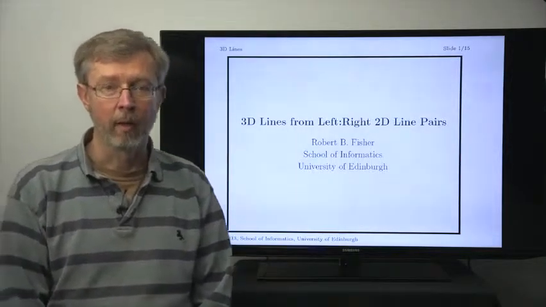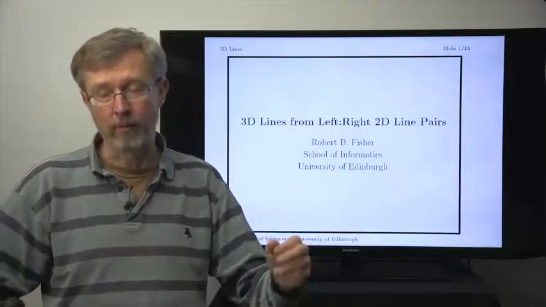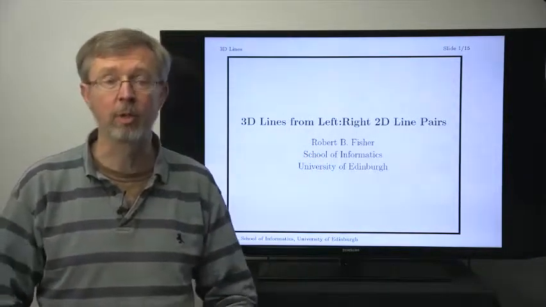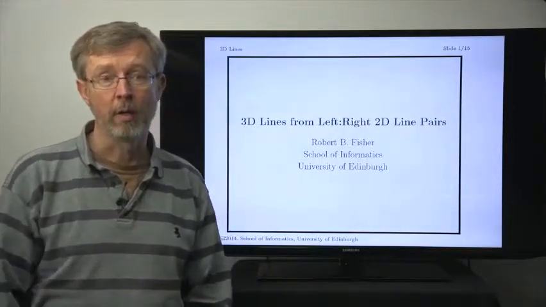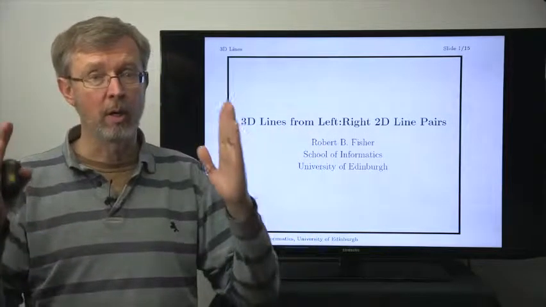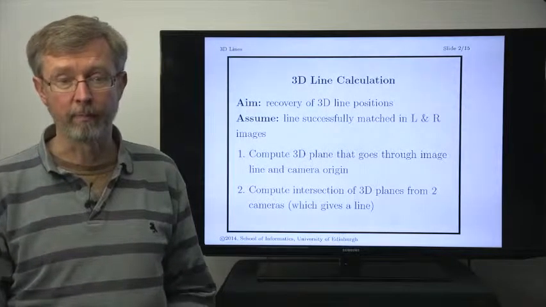Hello. Well, we have a set of long lines in the left image and the right image, and we've made some correspondences between those using our stereo correspondence constraints. What we're interested in now is trying to take those correspondences that we've got in the two-dimensional images and build a three-dimensional representation of the line out of them.